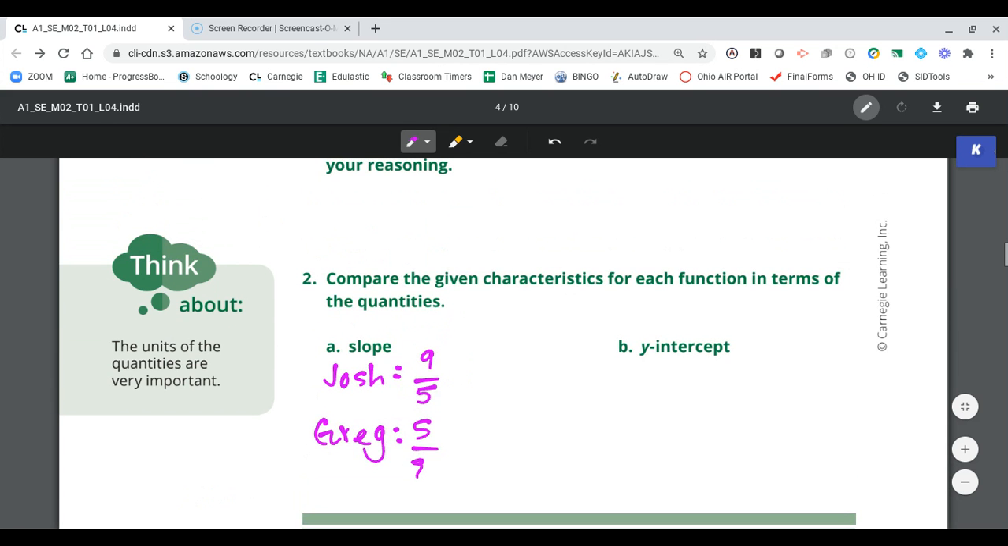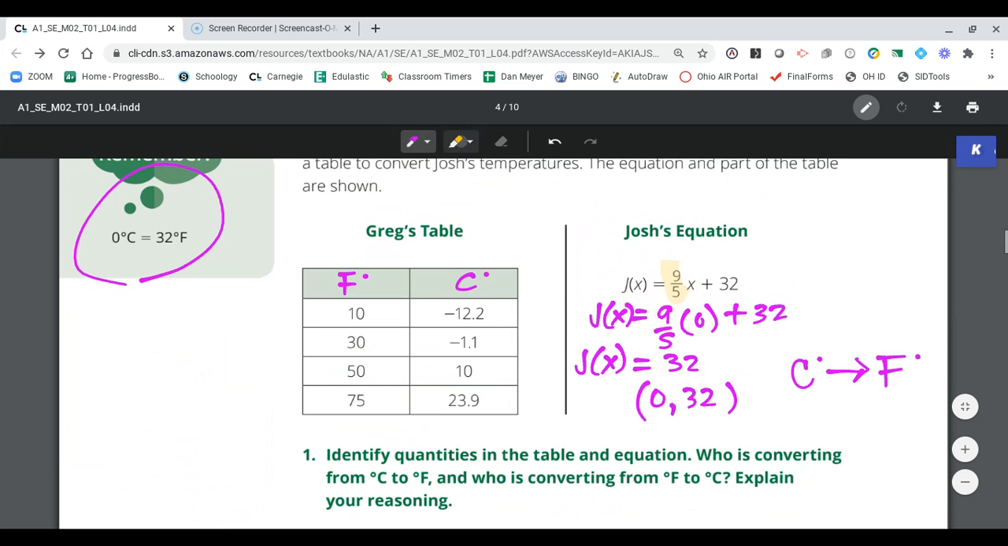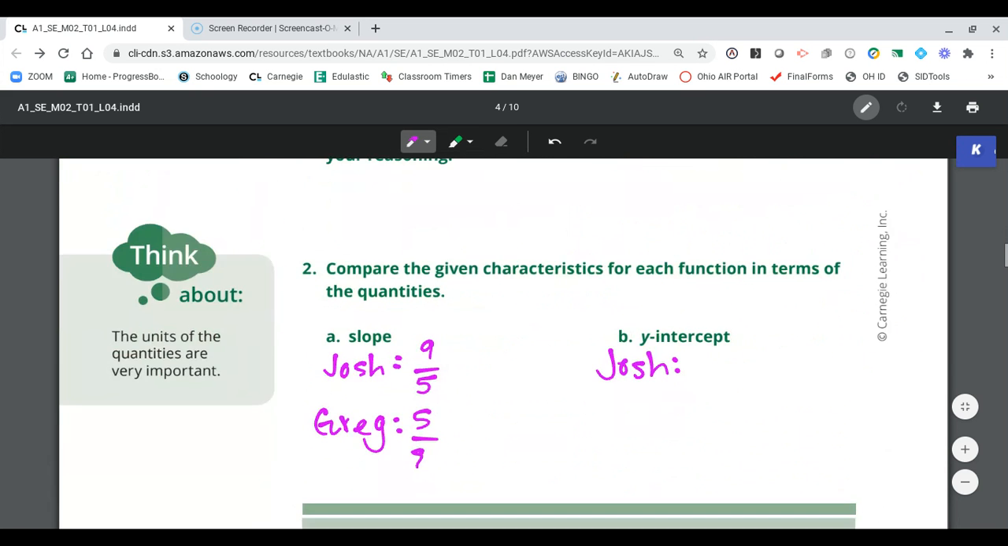So let's go back to Josh's equation. It's a little easier again to see the y-intercept. So if you look here, the y-intercept is 32. So if we have to talk about what that y-intercept means, that would mean that when degrees Celsius is at 0, Fahrenheit is at 32. Okay, so if we write that in here, degrees Celsius equals 0, Fahrenheit equals 32.